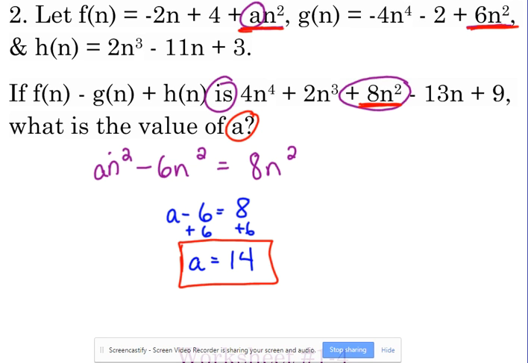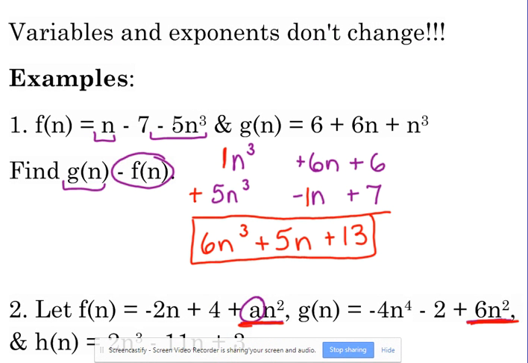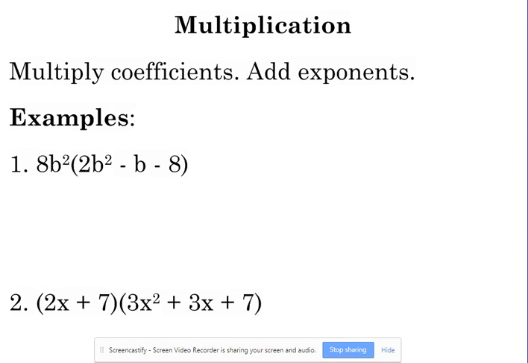All right, let's go ahead and talk about multiplication while we're at it, because the addition and subtraction is pretty simple. The biggest thing that trips people up is when you're subtracting, the easiest thing to do is change all the signs in that function and turn it into addition. That's the easiest way to handle it. Okay? All right, let's look at multiplication. We multiply our coefficients and we add our exponents. You multiply coefficients and you add the exponents.